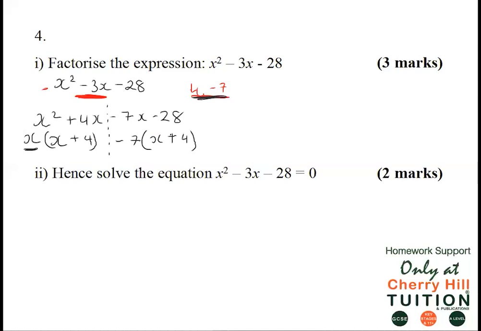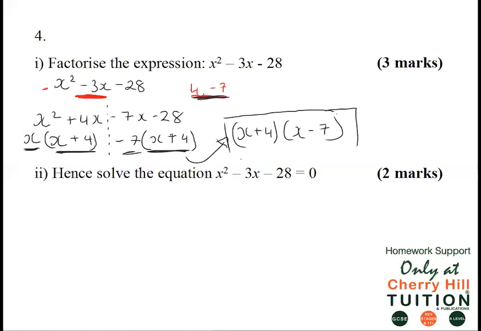Okay, so because our brackets both contain the same terms, this means that we have done something correct and we can proceed. If the brackets are different, this means that you have made a mistake in your calculations and you need to go back. We have now factorized our equation. The first bracket is x plus 4, and the second bracket is what's on the outside, which is x minus 7. Okay, and that's your answer for 3 marks.